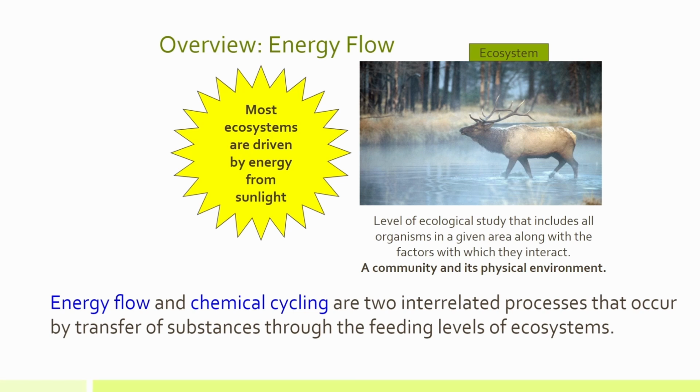Remember, an ecosystem is just a level of ecological study. It includes all the organisms in a given area, along with factors with which they interact. So we're looking at abiotic and biotic features, a community and its physical environment. Energy flow and chemical cycling are the two things we'll really be looking at, and they are interrelated processes that occur by transfer of substances or energy through the feeding levels of ecosystems called trophic levels.